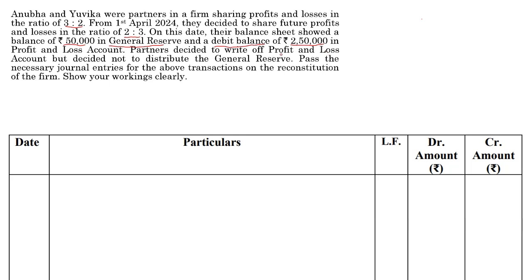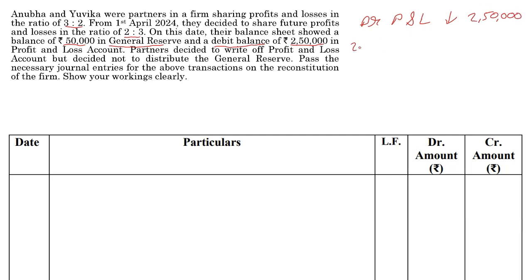The partners decided to write off the P&L account, but decided to leave the general reserve alone, not to distribute it. Pass necessary journal entries. Now the general reserve is to be left as it is. We will start with breaking up the debit P&L. Your debit P&L has a debit balance. To reduce it, we will have to credit it, and accordingly, who we end up debiting are the partners. So we've got 2,50,000, which we need to break up among the partners in the old ratio.